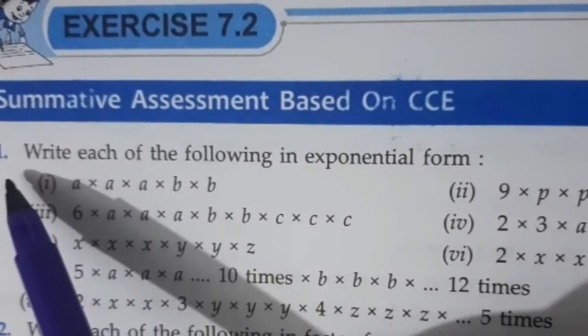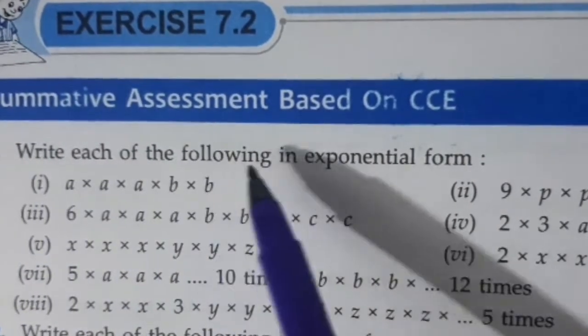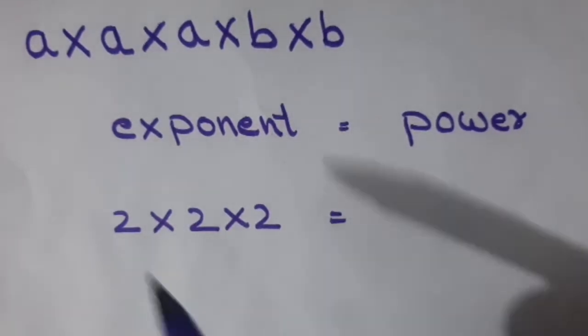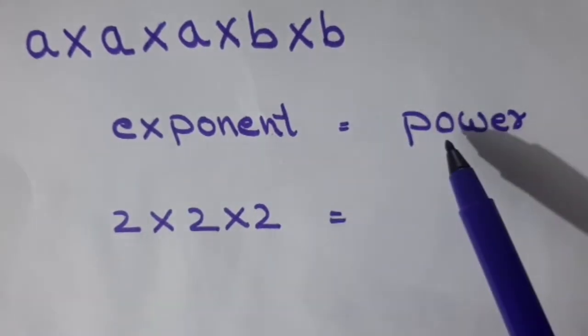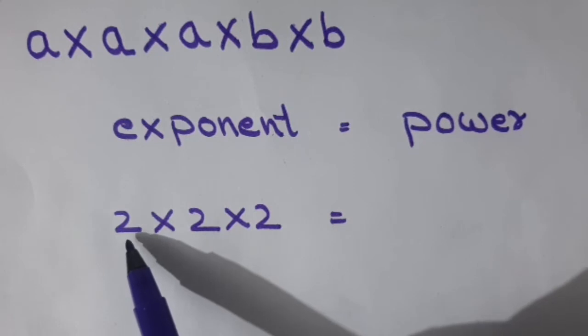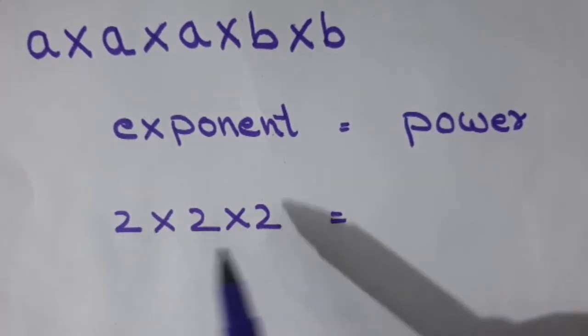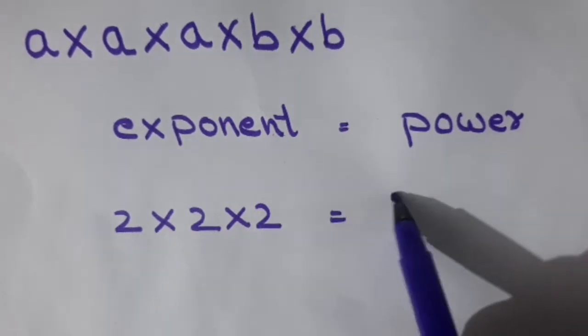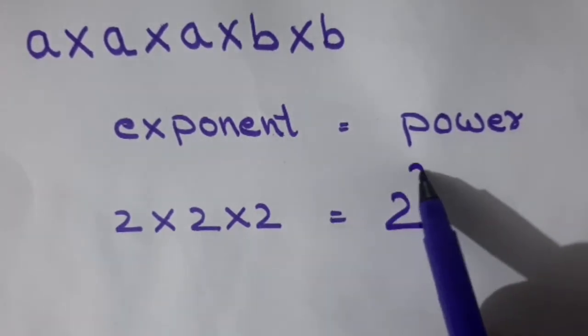Question number 1. Write each of the following in exponential form. Exponent means power. See students, if you have to write 2 three times, suppose I have to write 2 multiplied by 2 multiplied by 2, that is 2 I have multiplied 3 times. So I can write it as 2 raised to power 3.